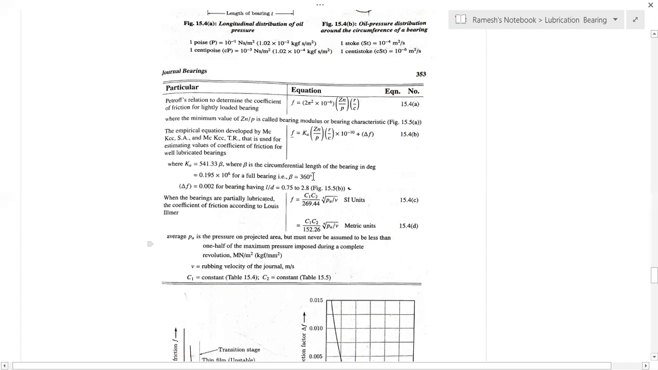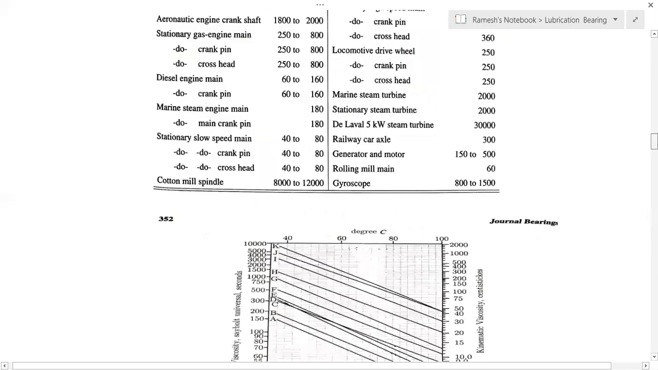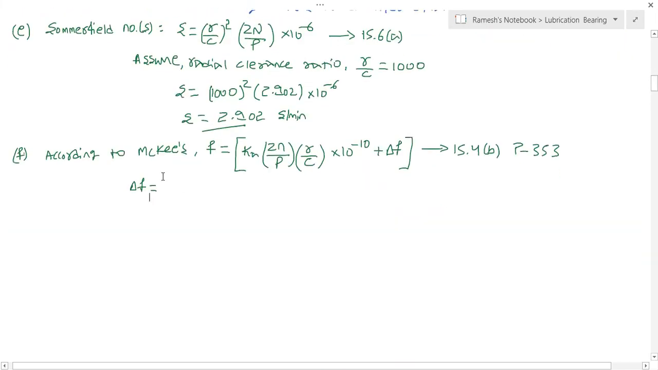And as this is a full journal bearing, whatever the beta angle is, it is 360 degree. Therefore, the K value is also given in the data handbook. Directly, you can substitute the values and you will get the coefficient of friction using Mackay's equation. I'll be substituting the values. Therefore, delta F is equal to 0.002 and the K value, which I'll take from the data handbook, 0.195 into 10 raised to 6. Substitute all the values in the above equation.